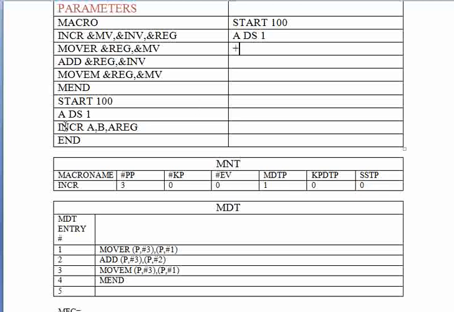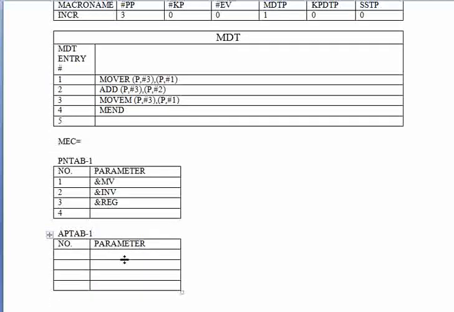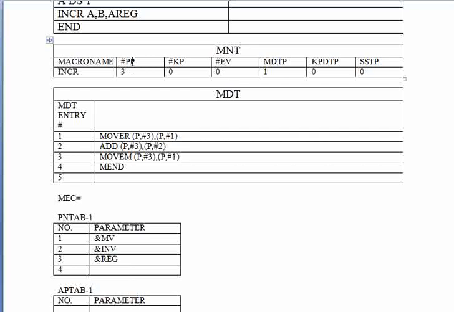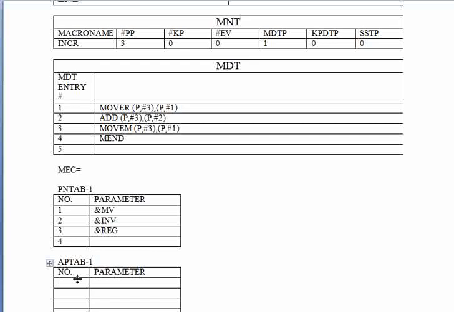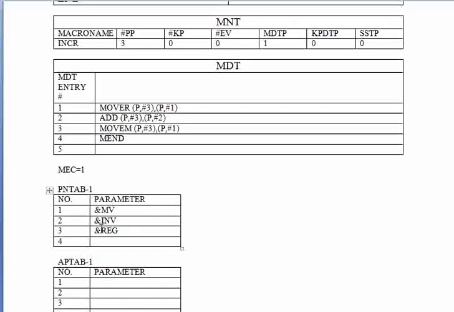So in INCR, when it recognizes that INCR is a macro call because it matches the name in the MNT, it creates something called an AP tab. This AP tab is created with how many values? That is #PP plus #KP. So 3 plus 0 is 3, so the AP tab should have 3 values. So there should be 3 actual parameter values. Then it will set this MEC value to this MDTP. The MDTP value is 1, so MEC is set to 1.